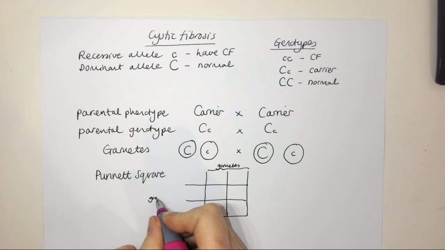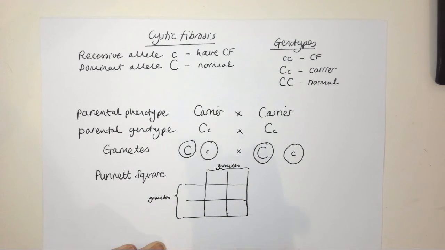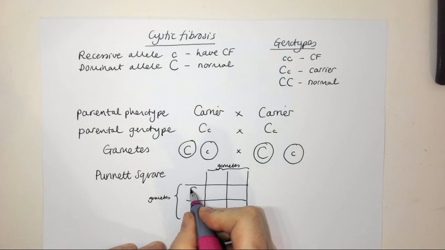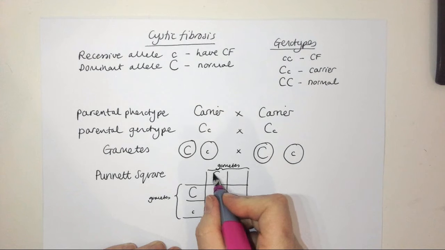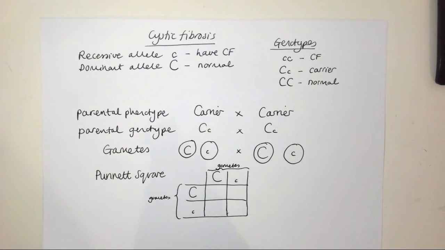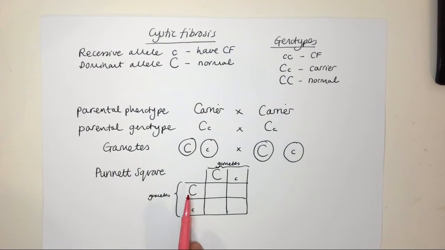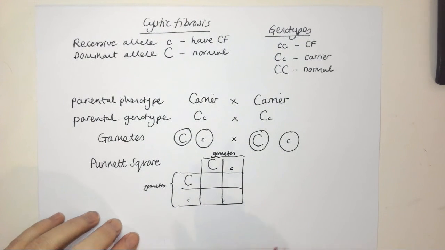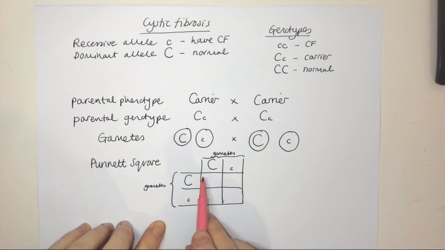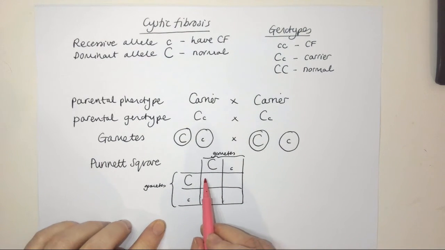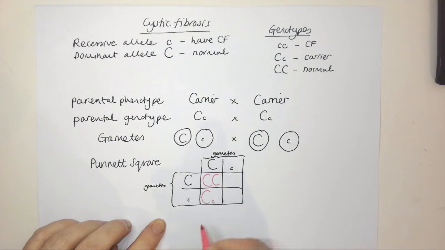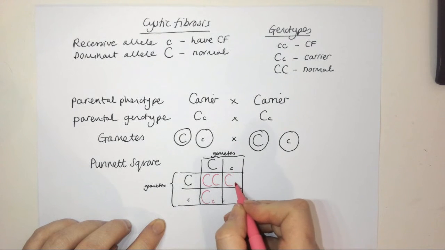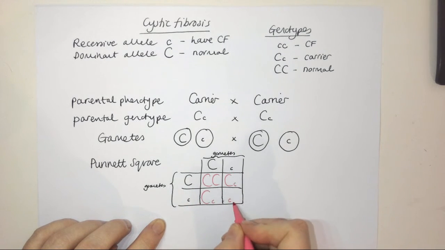I'm going to use these gametes on this side and put them down on the vertical line. Big C, little c. I'm going to use these gametes here and put them all on the top. Big C, little c. At this stage, it's really easy to get lazy and not write a big one and a little one and make them really obviously different. Let's have a look at what's inside. Remember that inside here we've got our offspring genotypes. Two big ones. Big one and a little one. Big one and a little one. And two little ones.